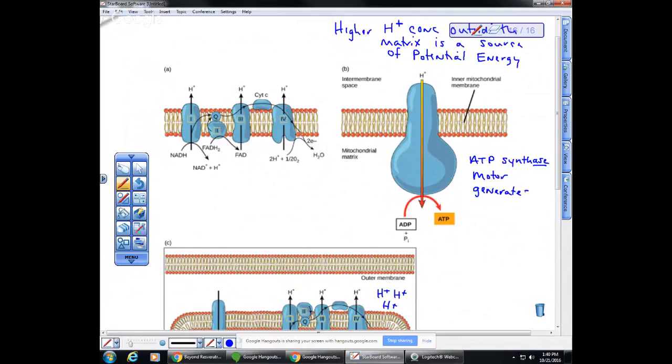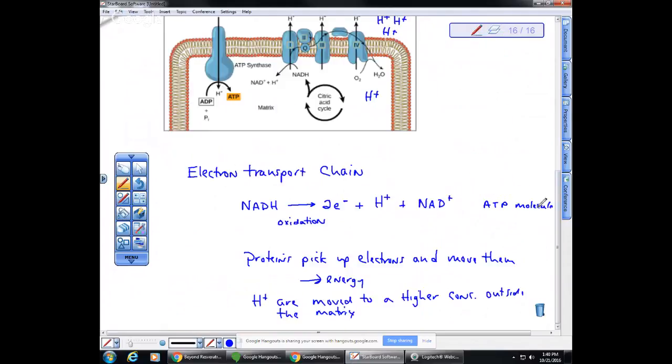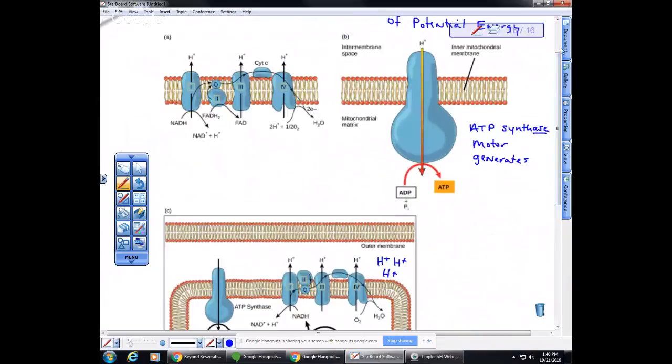So ATP synthase is a motor, and it generates ATP molecules from the energy of hydrogen ions moving back into the matrix.